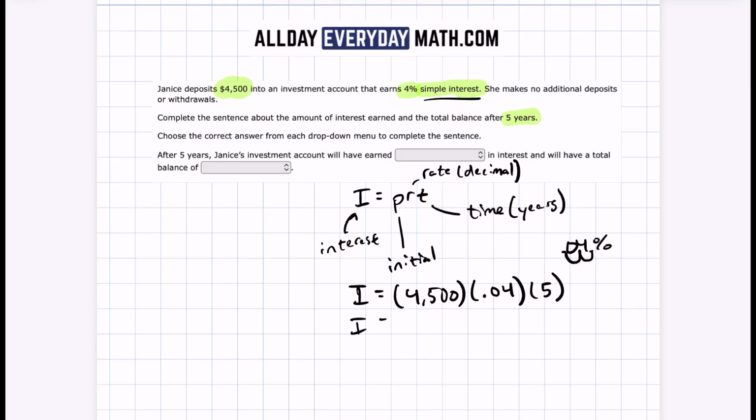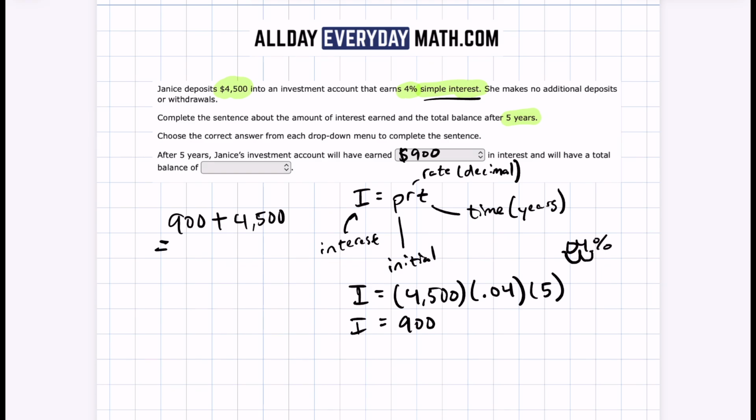And so now we can find the interest earned by doing 4,500 times 0.04 times 5, and that's going to give us 900. So that means that this first blank, after 5 years, Janice's investment account will have earned $900 in interest. And now to find the total balance, we're going to take the $900 of interest and add it back to the starting amount of 4,500.